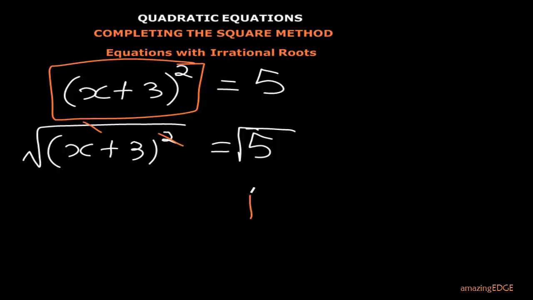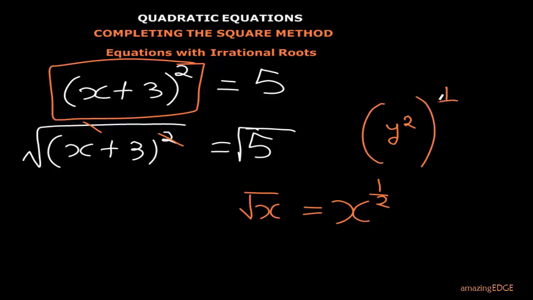You know that the square root of x is the same thing as x raised to power half. We have learned this in indices. So when you have, maybe, y raised to power 2 and you take the square root, you are raising it to power half, so that eventually these two will cancel. That's why we say the square root cancels the power 2.